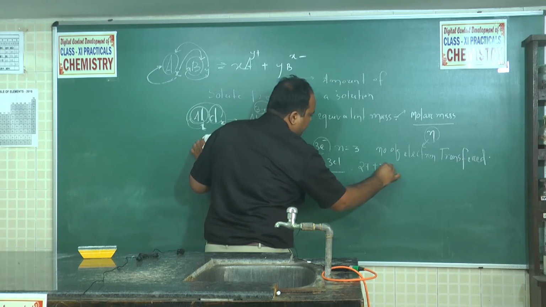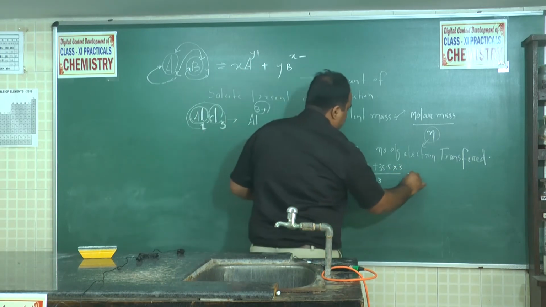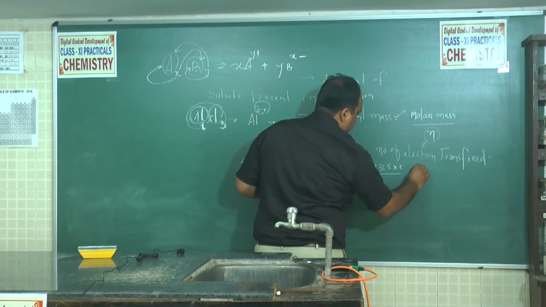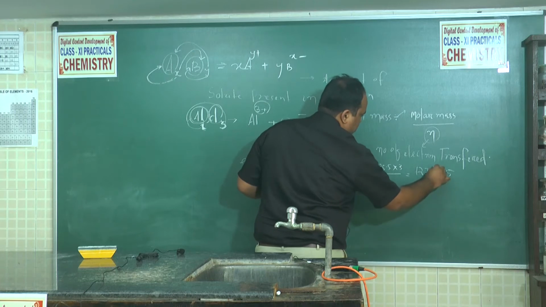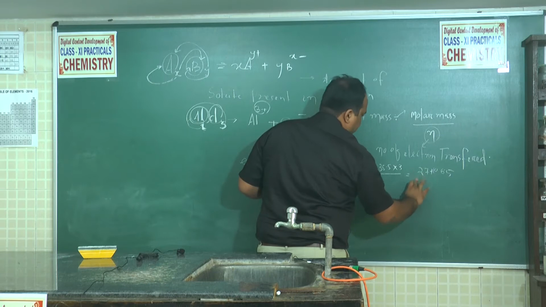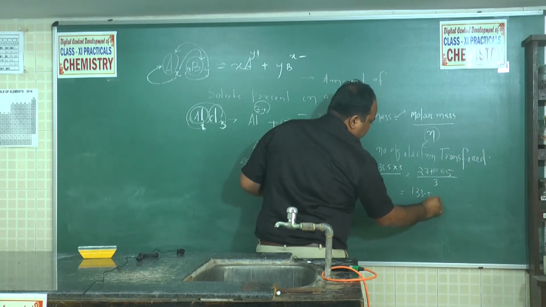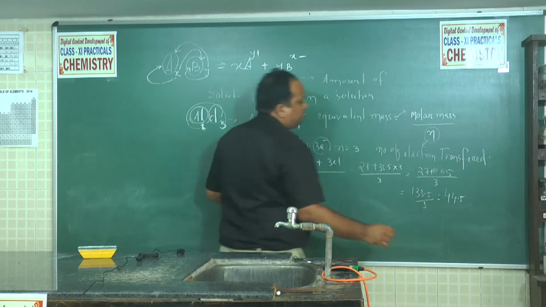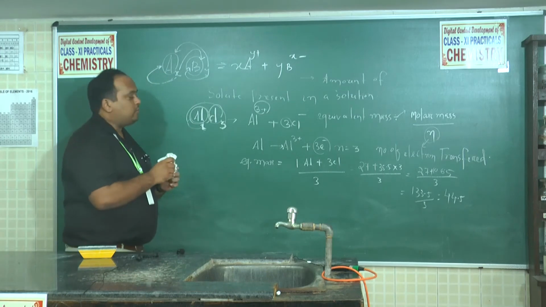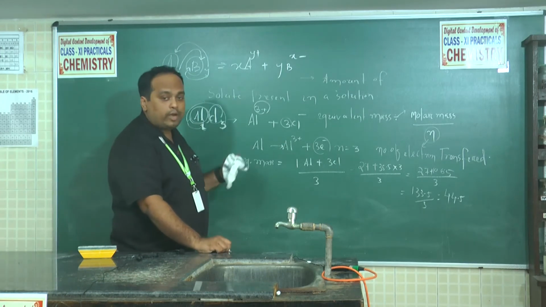27 plus 35.5, the mass of chlorine, into 3, divided by 3. This is 106.5 plus 27, divided by 3. So 133.5 divided by 3 is 44.5. This is the way to find the equivalent mass of aluminium chloride.